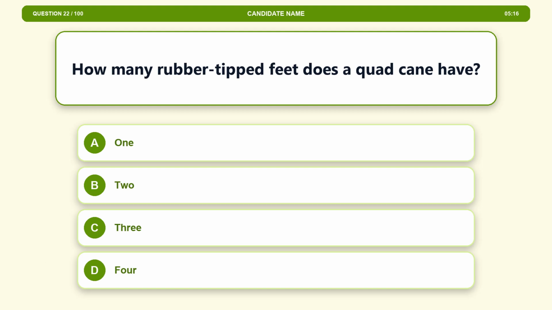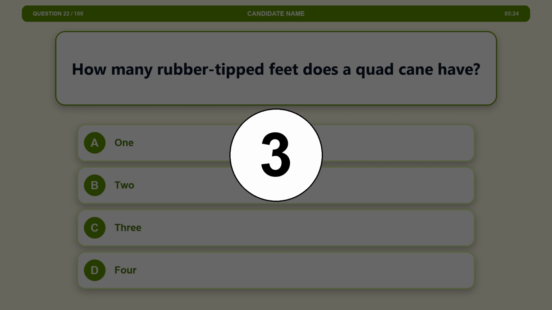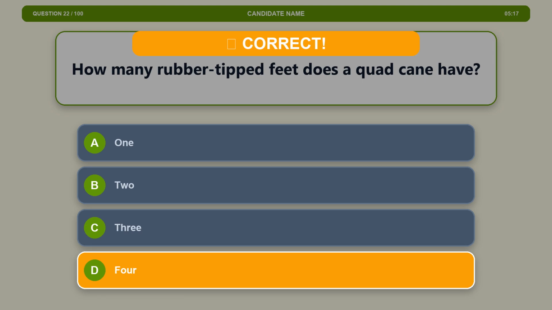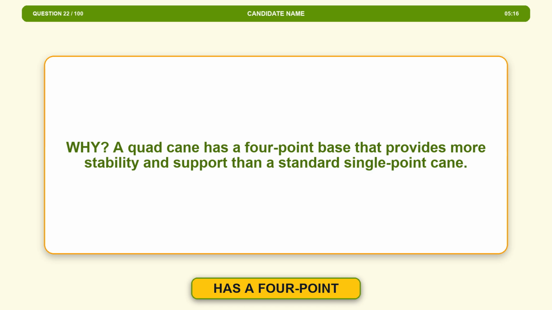Question 22. How many rubber-tipped feet does a quad cane have? Option A, 1, option B, 2, option C, 3, option D, 4. The correct answer is option D, 4. A quad cane has a 4-point base that provides more stability and support than a standard single-point cane.